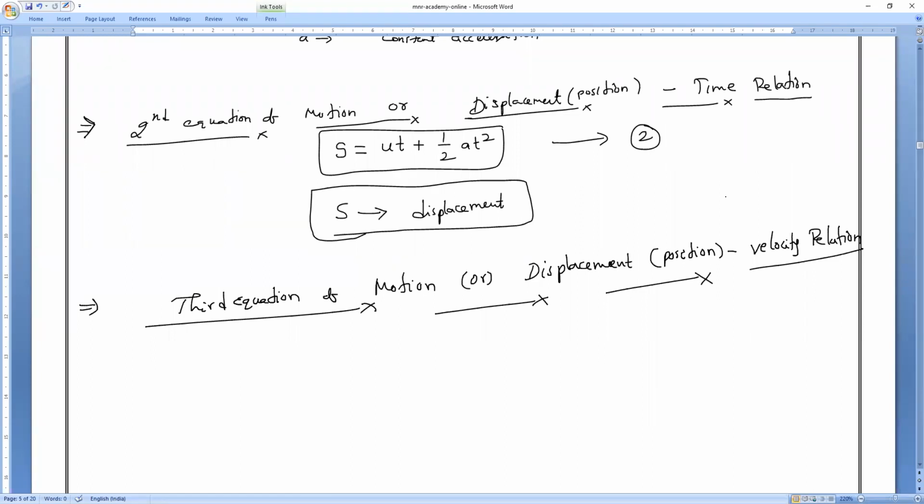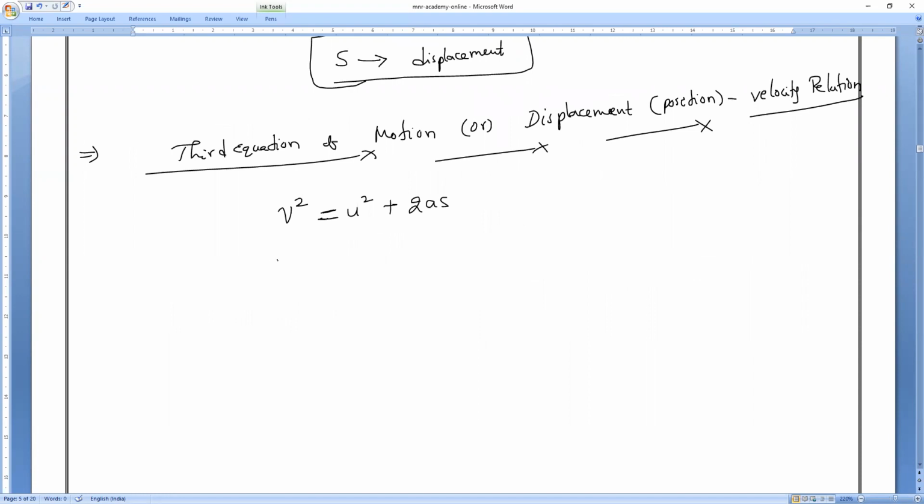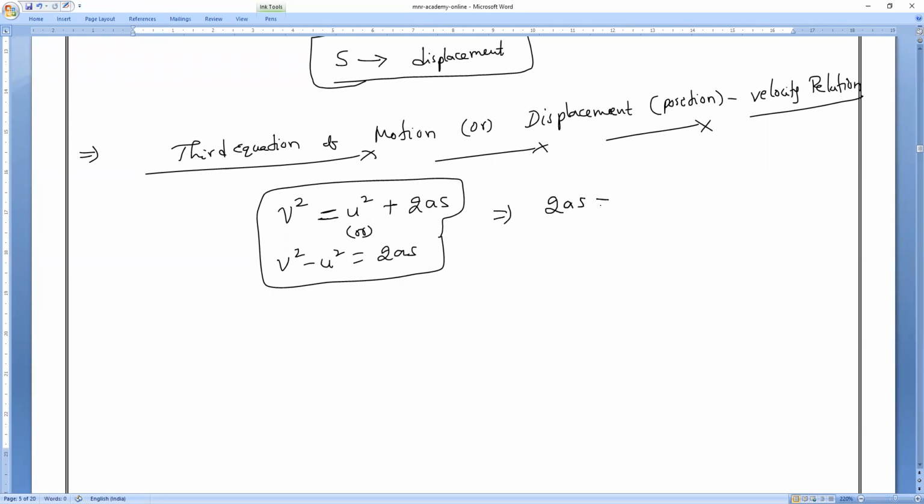So third equation, read along with me. V square is equal to U square plus 2AS. Or you can say V square minus U square is equal to 2AS. Both are correct; any one you can write, your choice. This U square is in plus, so it will come to this side and become minus. Or some people write 2AS is equal to V square minus U square.